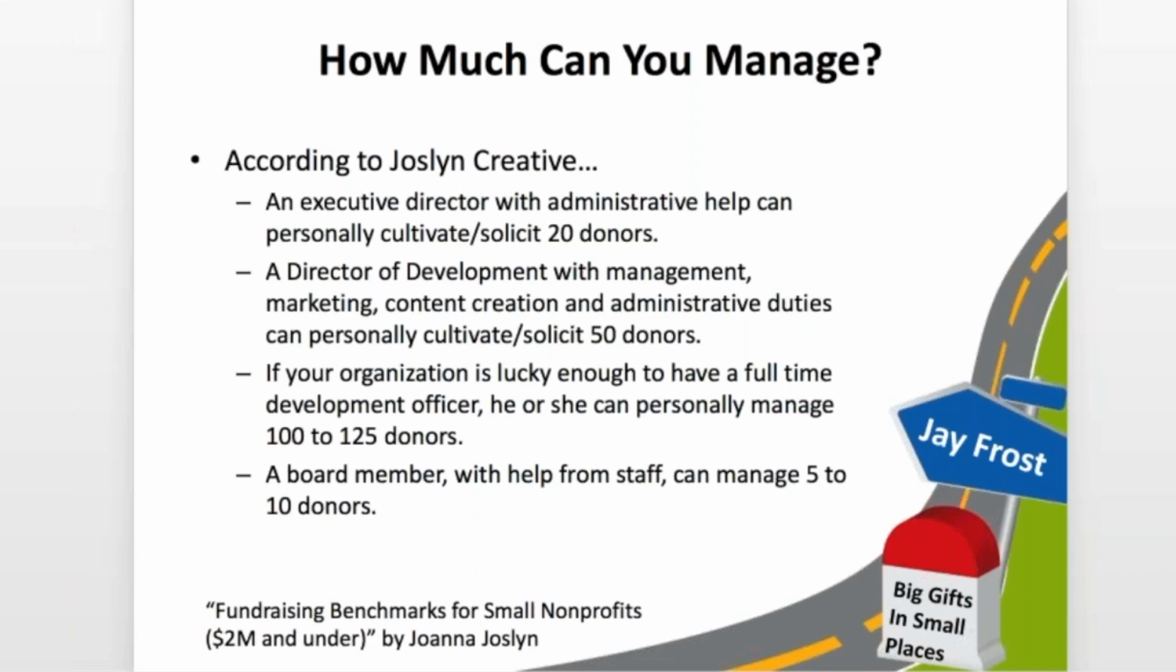And I like this information from Jocelyn Creative, which I thought was kind of cool. Joanna Jocelyn, who talked about fundraising benchmarks for small nonprofits at $2 million and under. And by the way, again, I have a link to this, like a lot of other stuff, at the end of the presentation. According to Joanna Jocelyn, an executive director with administrative help can personally cultivate or solicit 20 donors. And here we're talking all about major donors, okay? A director of development with management, marketing, content creation, and administrative duties can personally cultivate or solicit 50 donors. If you have someone who's a full-time development officer, like a major gift officer, that's 100 to 125 donors. And a board member, 5 to 10.